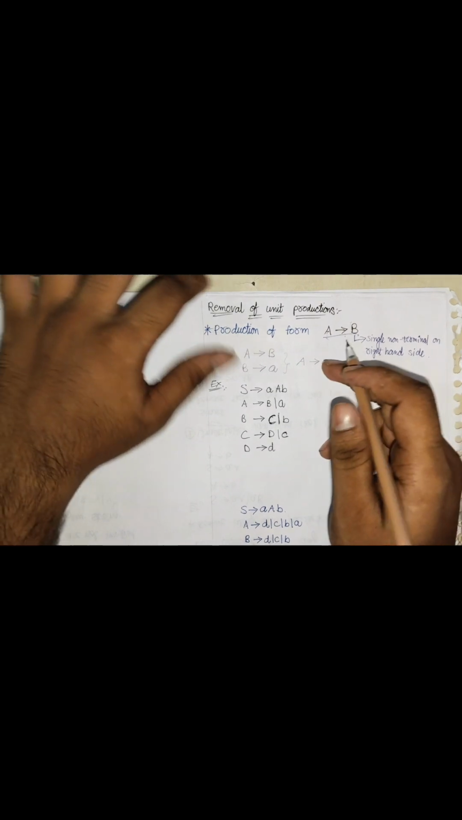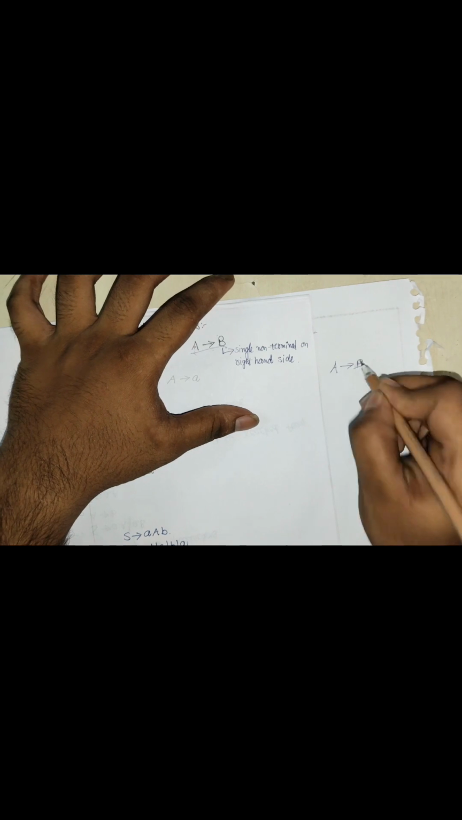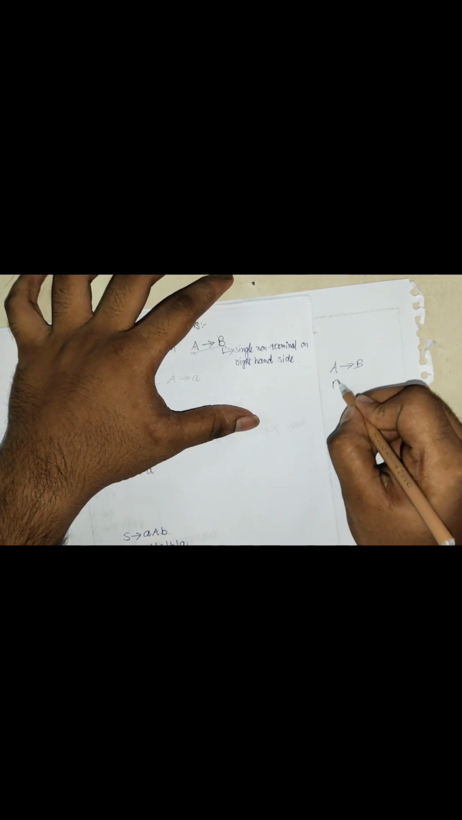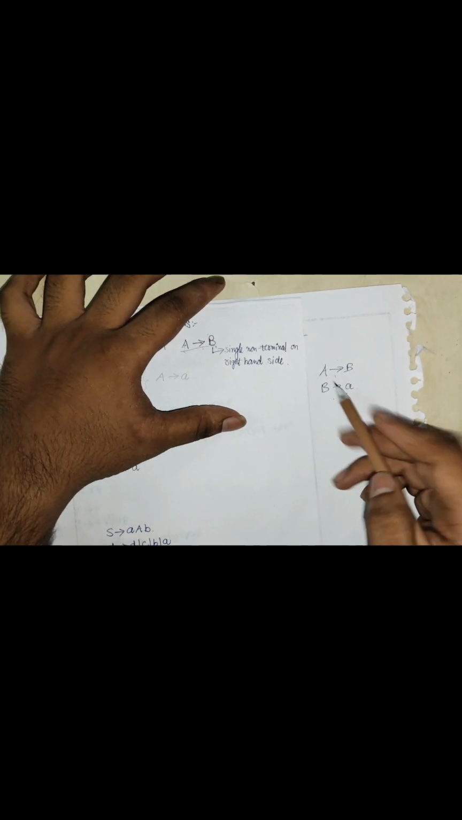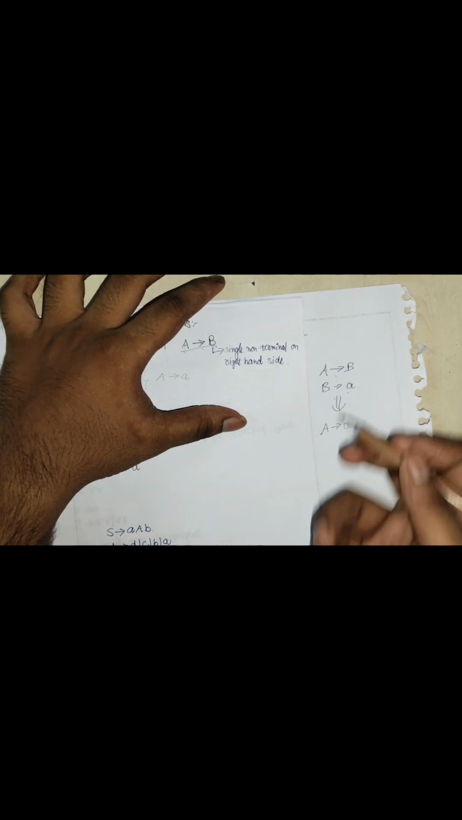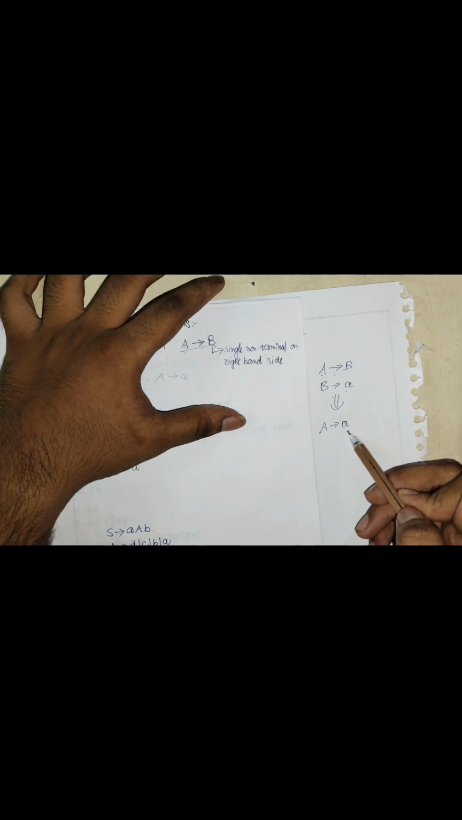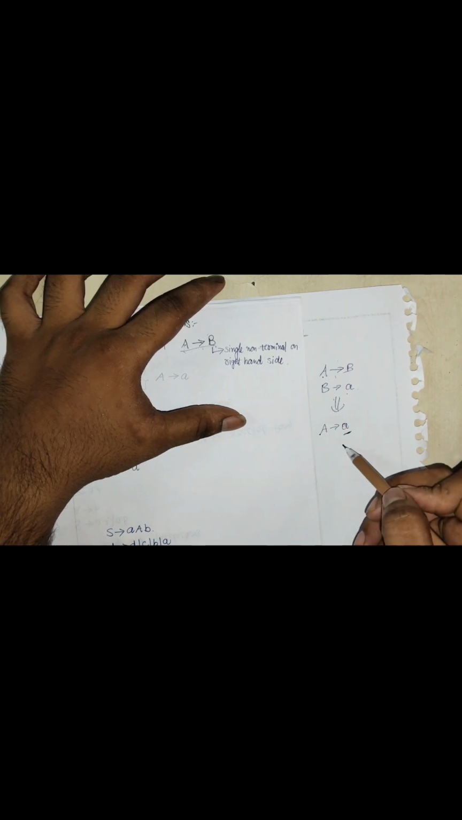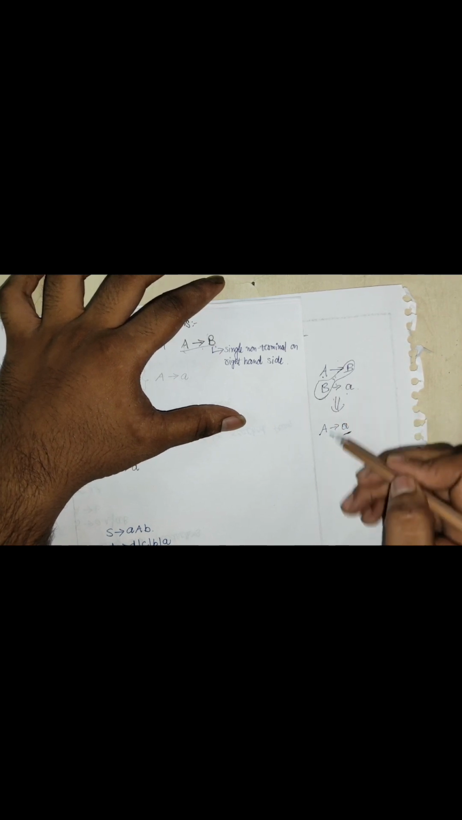Let me share this. Suppose A tends to B, and B tends to small a. It's taking two steps, right? If we replace it like A tends to small a, there is no change to the grammar. So A will tend to small a only. There is no change for the grammar. So instead of using this extra non-terminal B, we can write directly like this, right? So that's what we are going to do in the case of unit productions.